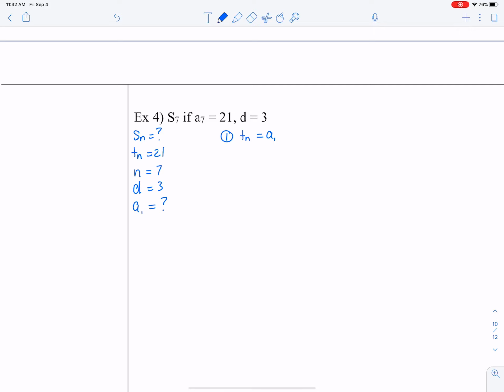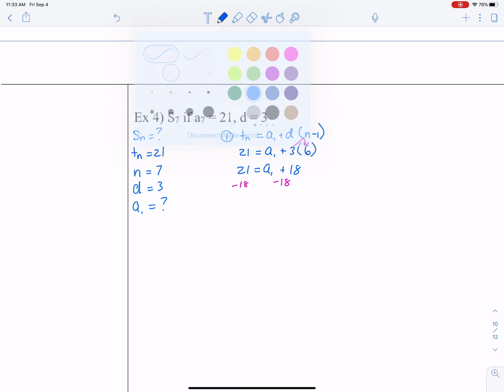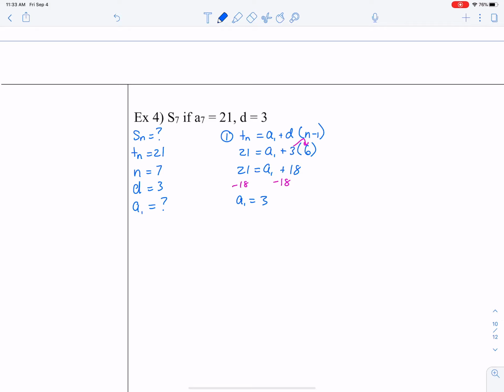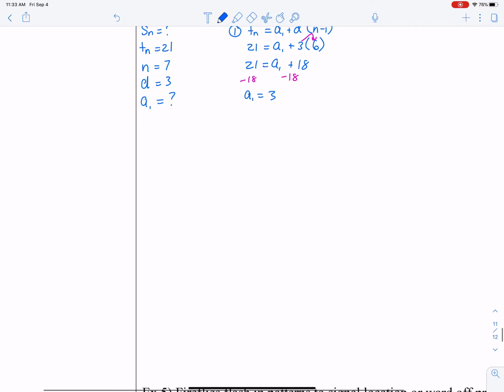Tn is equal to A1 plus D times (n minus 1). So we read out our equation and we're going to fill in what we know. 21 is equal to A1 plus 3, and my n is 7, so 7 minus 1 gives me 6. So then I get 21 is equal to A1 plus, I multiply my 3 and my 6 together to give me 18. And then I need to move that 18 to the other side so the A1 can be by itself. And my answer, A1 is equal to 3. So that's my step 1.